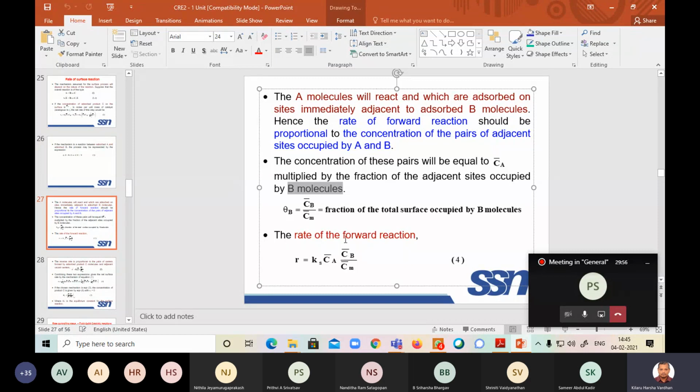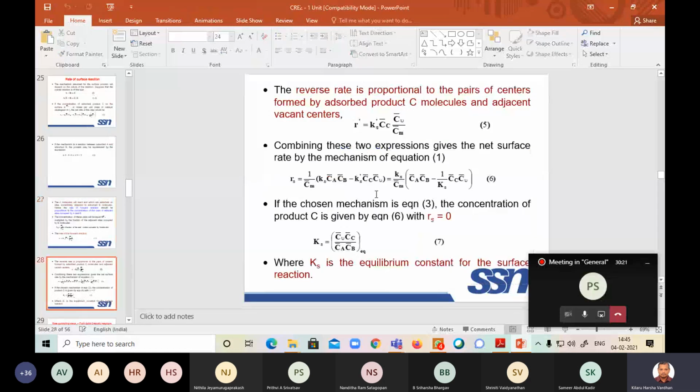The rate of the forward reaction, based on this, you can write in terms of concentration also. R is the forward reaction, Ks, that is the surface reaction, forward reaction is Ks, Ca bar, Cb bar by Cm bar, because theta will come. Theta is nothing but Cb bar by Cm bar. You are just substituting that. So like that, the reverse reaction also you can write. Reverse reaction is K star, the reverse, Cc bar, Cv bar by Cm bar.